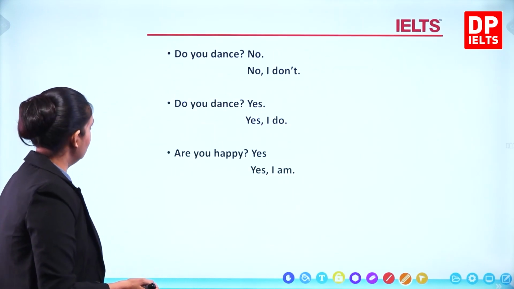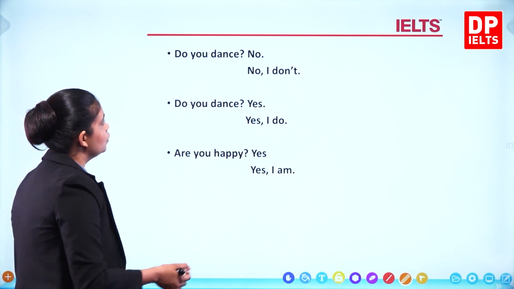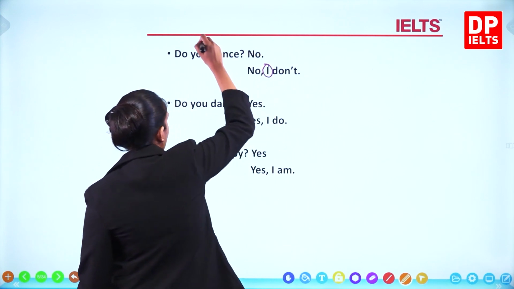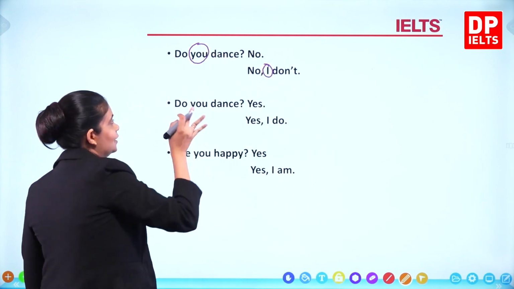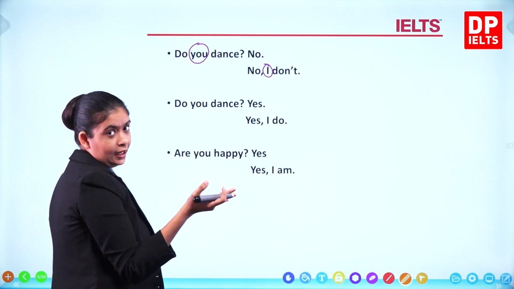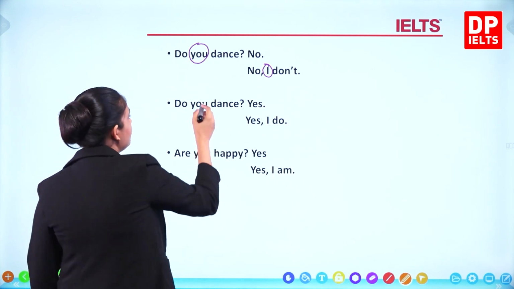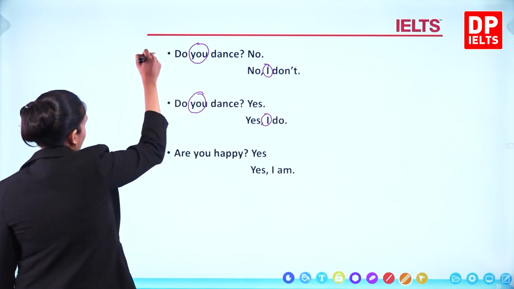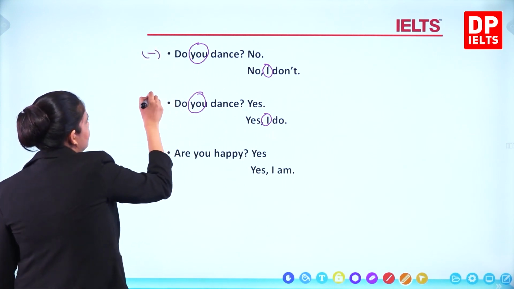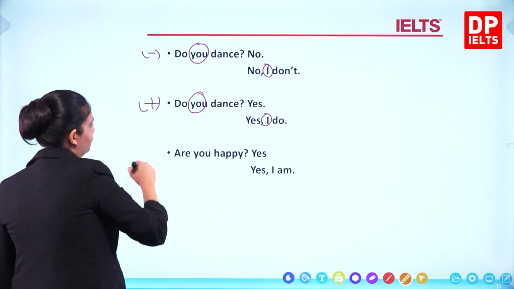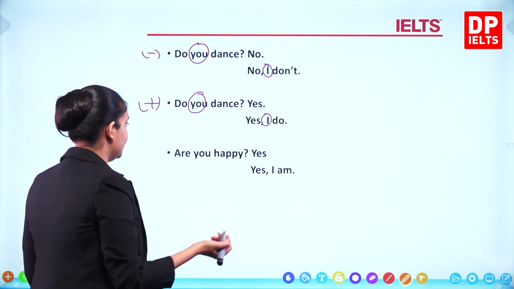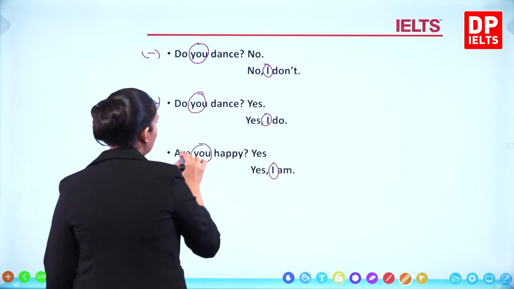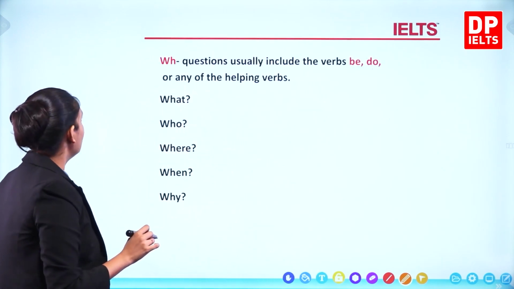So, do you dance? No. You can either say no, or you can say no, I don't. So, you changes into I. I taught you that before. Do you dance? Yes, I do. So, this is the negative form. This is the positive form. Are you happy? Yes, or you can say, yes, I am. So again, you changes into I.